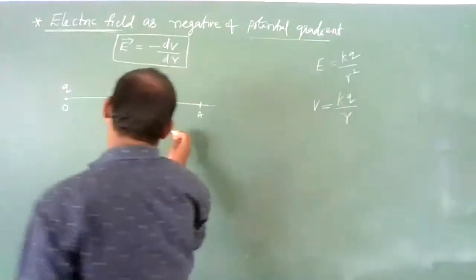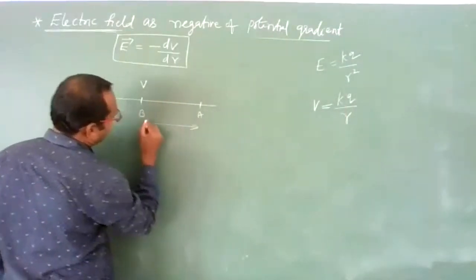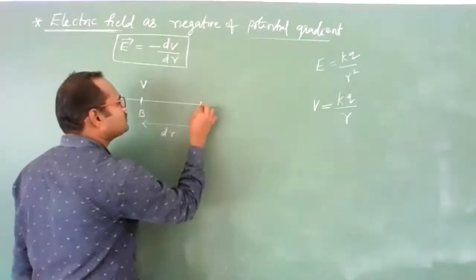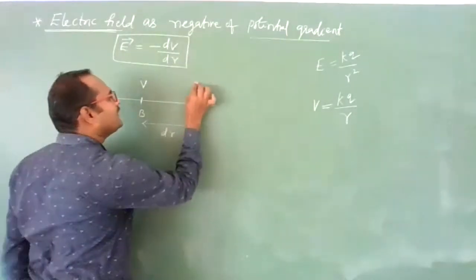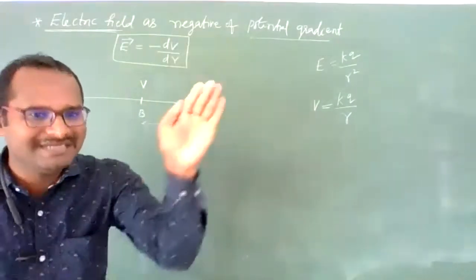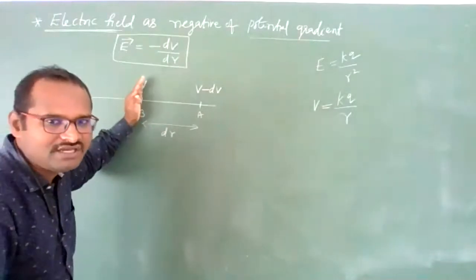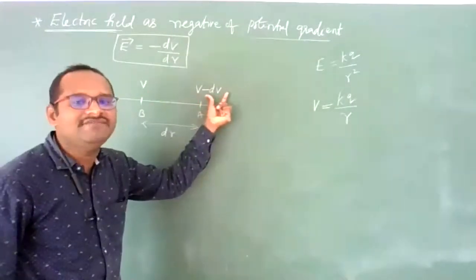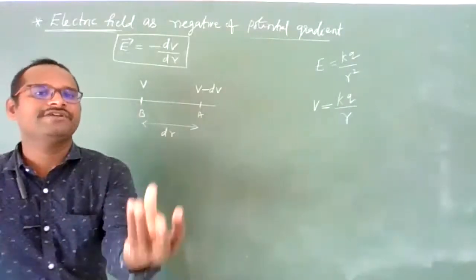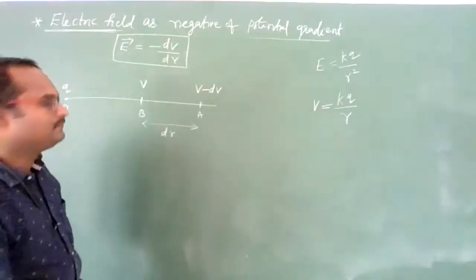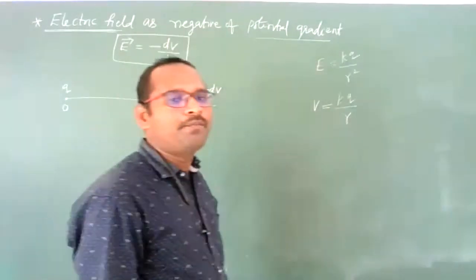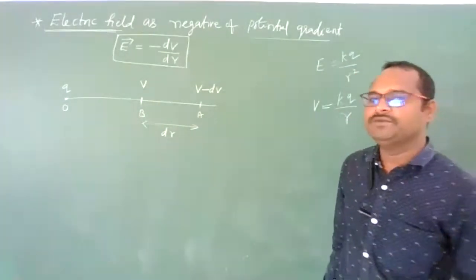Let us suppose this distance is dr, a small distance. Then potential will decrease by a small amount dV from the initial value of V. Small variation in potential. These are the potentials at points A and B due to the charge Q.